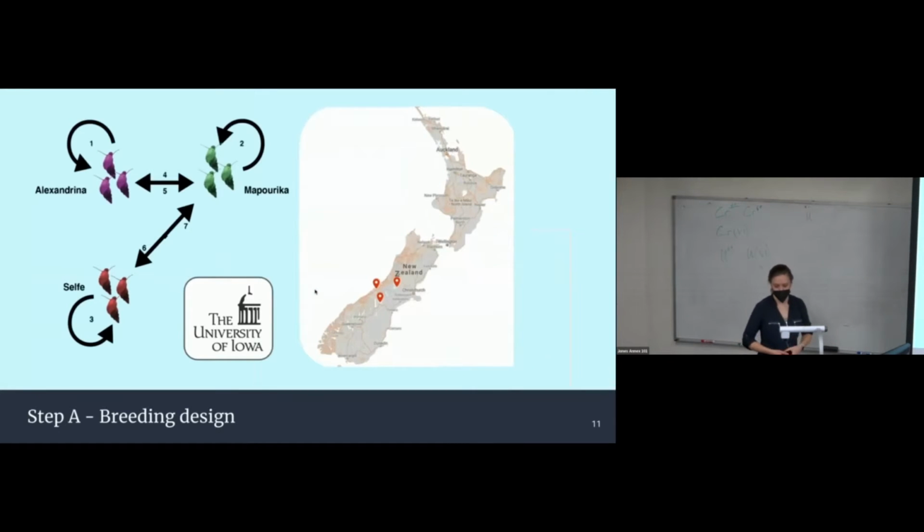So step A, breeding design. We had some snails crossed at the University of Iowa, and over there on the map, you can see the different lakes. These are different species from those different lakes. And they're different, the mitochondrial genomes we've looked at. We know that they're different enough that with these crosses, we should be able to see heteroplasmy. However, between Alexandrina and Selfie, they're a little too close, so we're not crossing those two. And we can still get good information from these two crosses. We are also selfing each of these lakes within their own populations, and that's going to be our control.